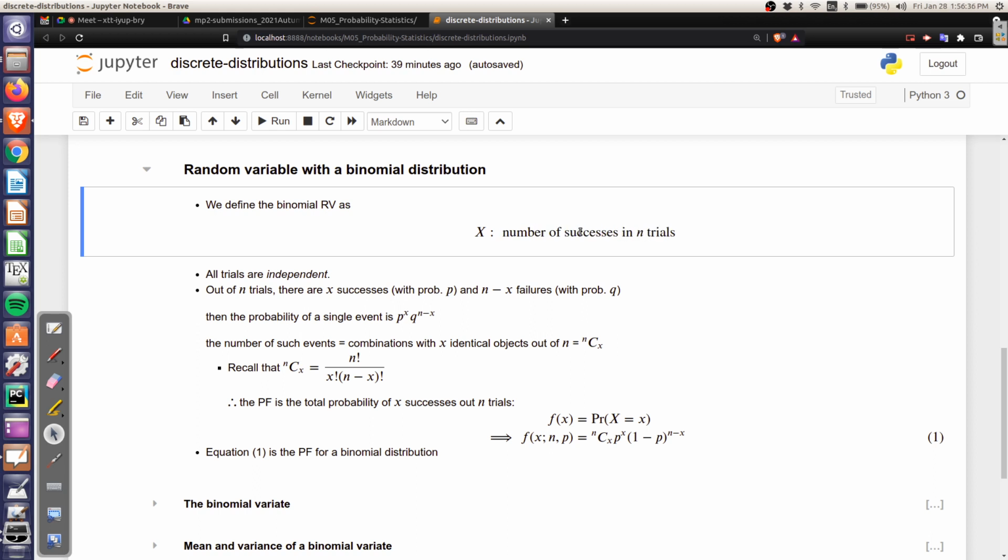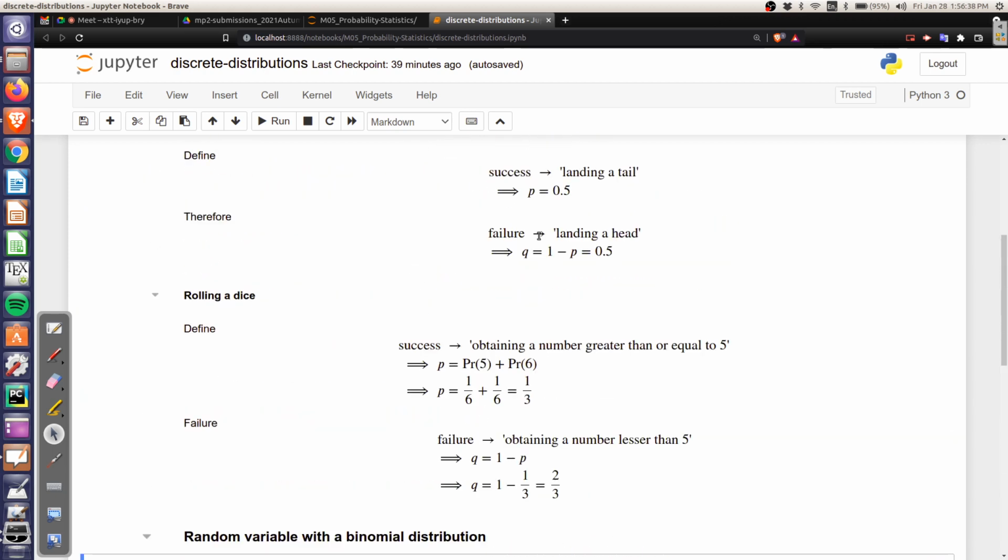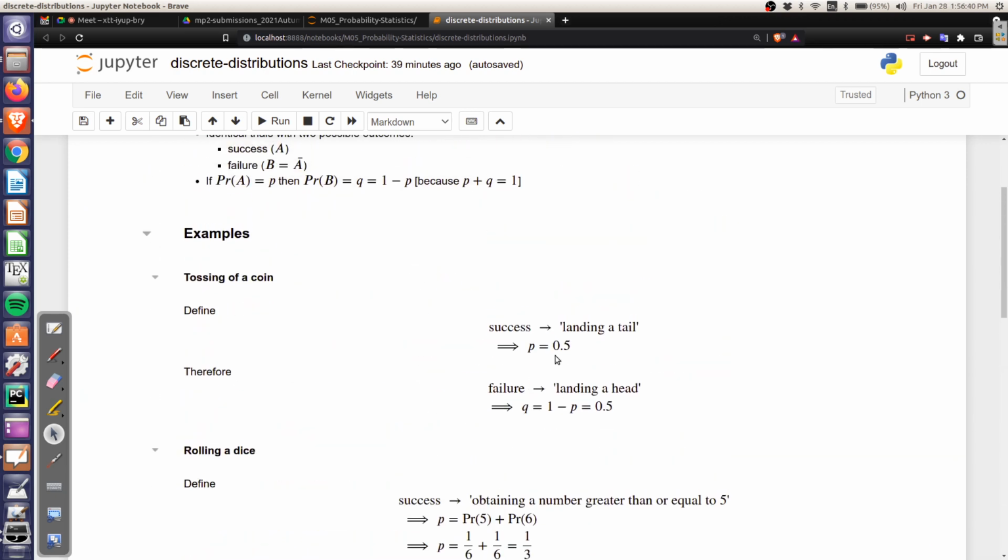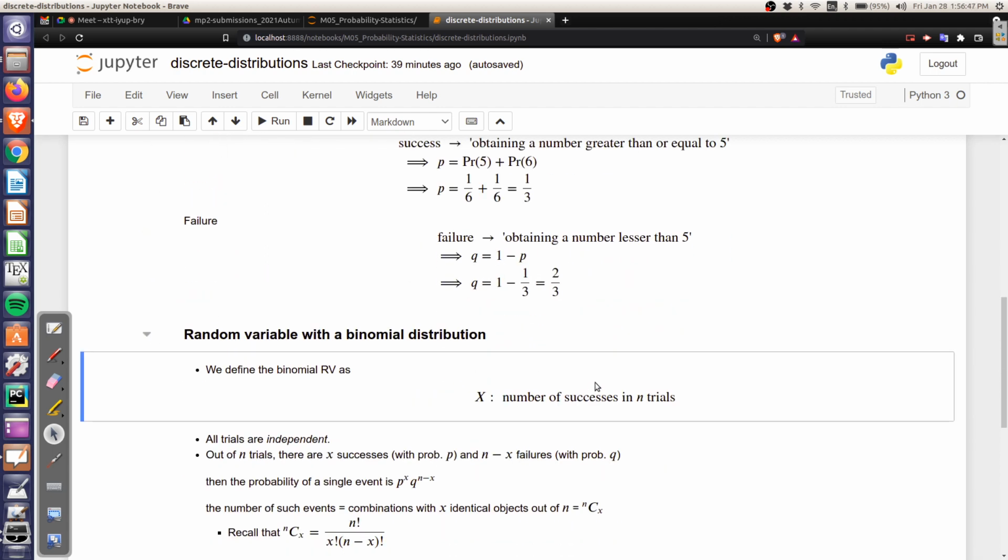So if I have n number of trials, like for instance, in case of tossing a coin, you define success as landing a tail. Let's say you toss the coin 100 times, and you get tail, let's say, 30 times. In that case x will be 30, because x is the number of successes in n trials. So in 100 trials you have got tails 30 times. So in that case the value that the random variable is going to take is 30, or any other value.